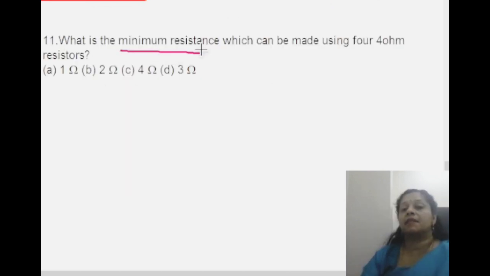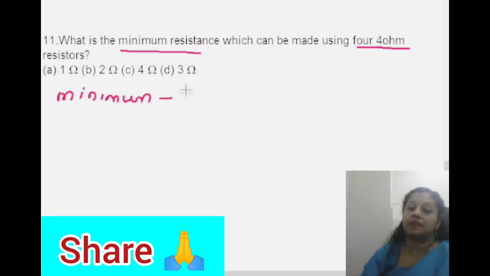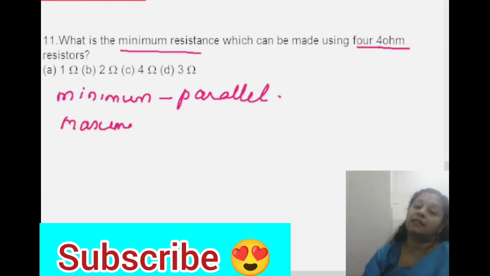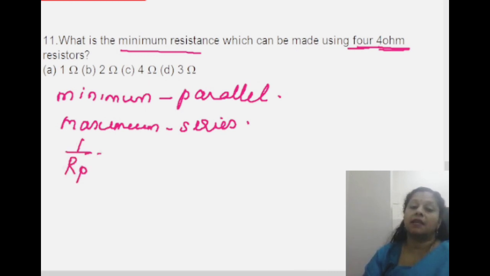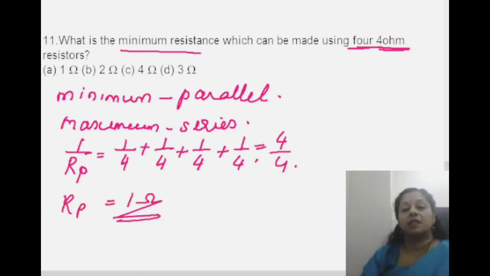This is the minimum resistance which can be made using 4 ohm resistors. So whenever you want to get the minimum, you have to connect in parallel. And the maximum, if you want to get, you have to connect them in series. So here we want the minimum with four 4 ohm resistors. So 1 by Rp is equal to 1 by 4 plus 1 by 4 plus 1 by 4 plus 1 by 4 is equal to 4 upon 4. Rp is equal to 1 ohm. So answer A.